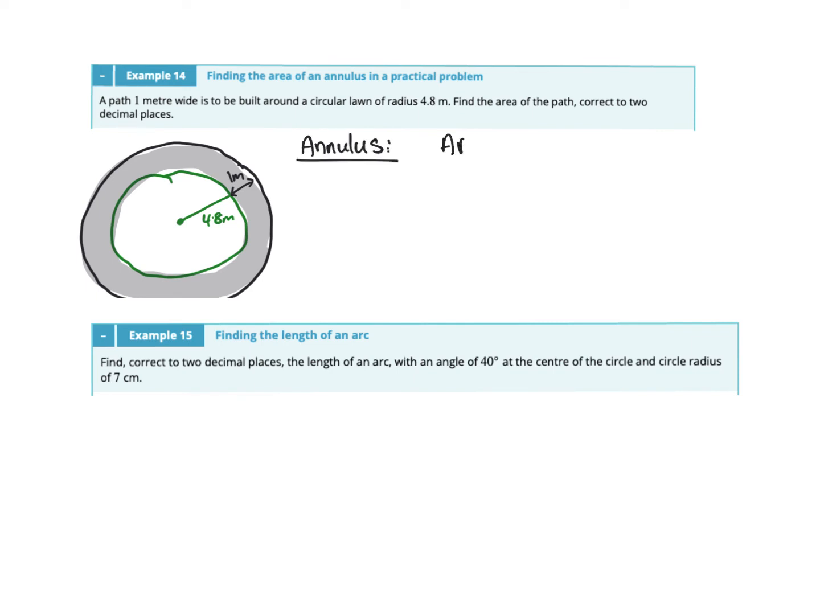So they want the area. So what we're going to write, we can go back to our notes and look at it. And it was pi times the big R squared minus pi times the little r squared. So here, the little r is this green one. So that is the 4.8 squared, okay? So that's the little r. The big R is when you go from the middle all the way to the edge. So up to here would be 4.8, but then we've got to add the 1. So what does that equal? 5.8, good. So that one's 5.8 squared.